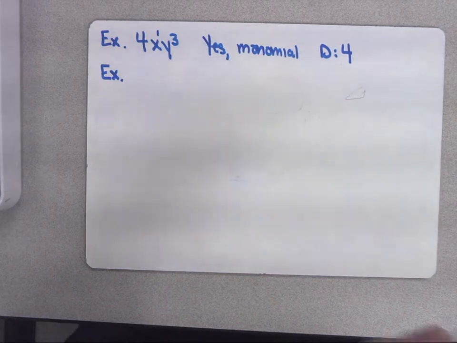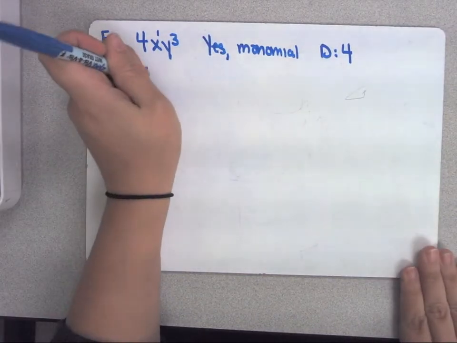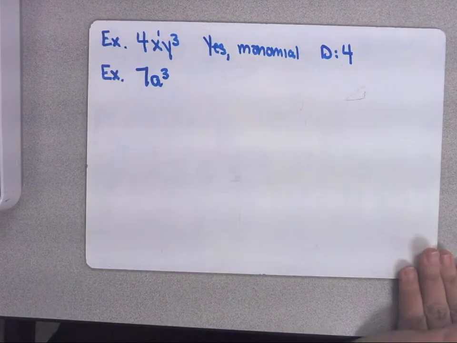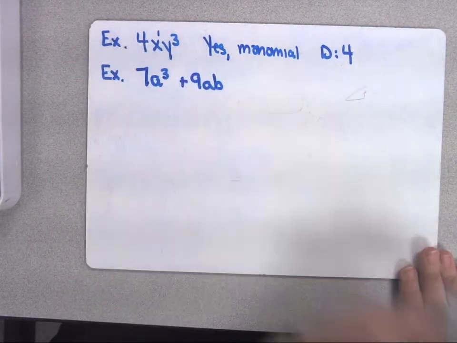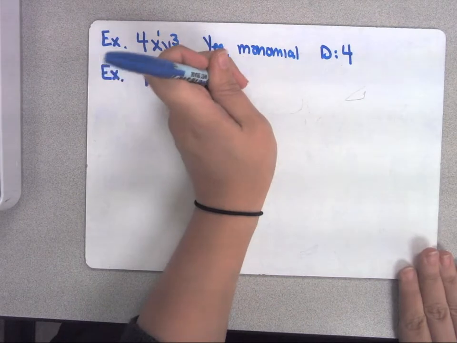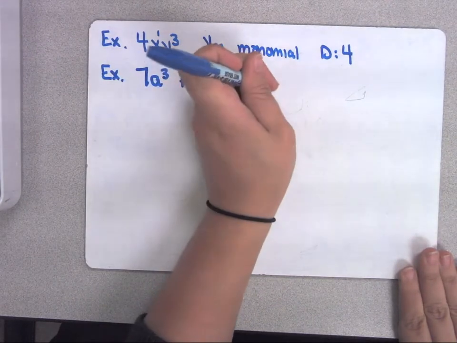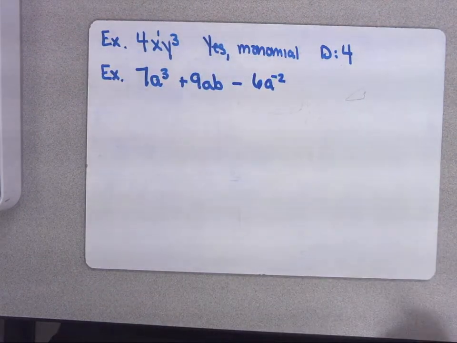Okay, let's try another one just in case. Okay, how about 7a to the third plus 9ab minus 6a to the negative second?